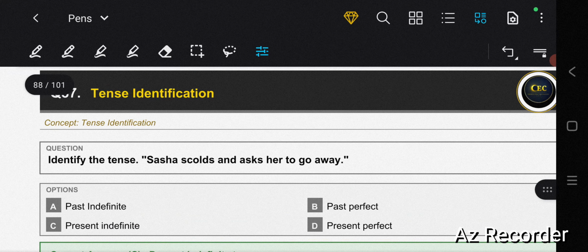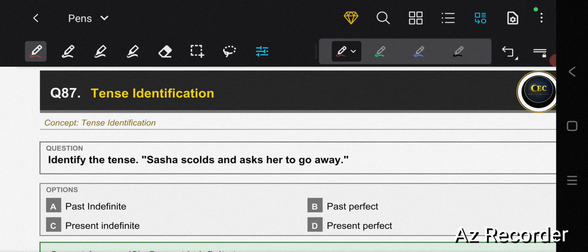Now the next question we see is identification of the tense. Once again, Shasha scolds and asks her to go away. So what tense do we see here? Scolds and asks, there is go away, another verb that is infinitive. So both scolds and asks are not in past, not in future, but in present. And which present? Indefinite, continuous, perfect, or perfect continuous? It's present indefinite. It will be neither past indefinite nor past perfect nor present perfect. So option C is the correct one for the question.